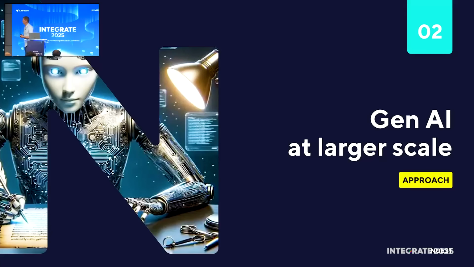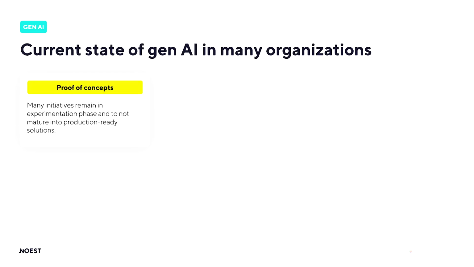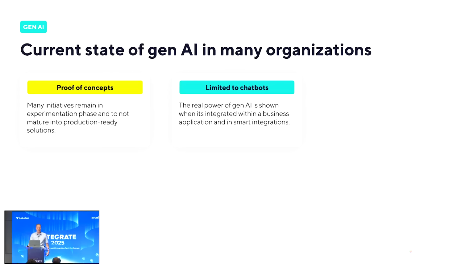Next, let's have a look at GenAI at a larger scale. If I look at the current state in many organizations of GenAI, we see that many organizations are doing some prototyping right and left, but they really are struggling to get stuff into production in a mature way. Next to that, most initiatives that we see are chatbots. Chatbots are, of course, the simplest thing to build, but maybe the most difficult thing to get a good ROI, a return on investment.